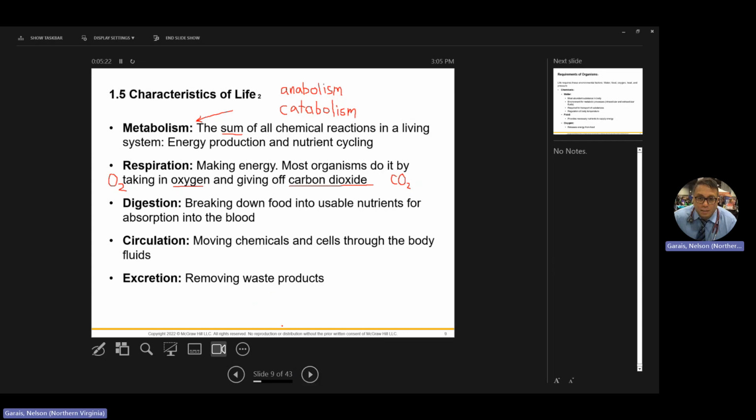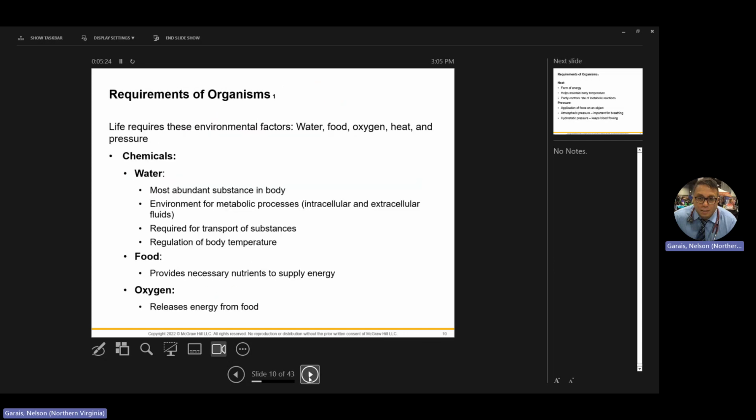And anything that's extra in your body is considered waste. Here are the three requirements. Well, there's more requirements. There's actually 5 requirements: water, food, oxygen, heat, and pressure. But the first 3 are water, food, and oxygen, and of course, water. It is the most abundant.